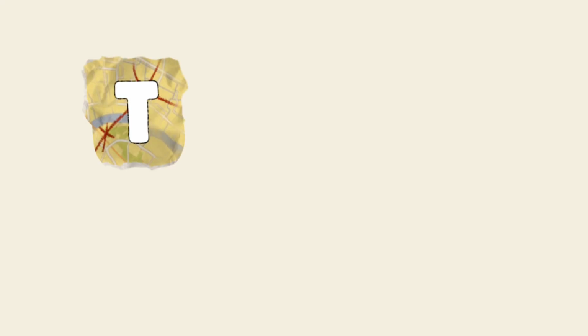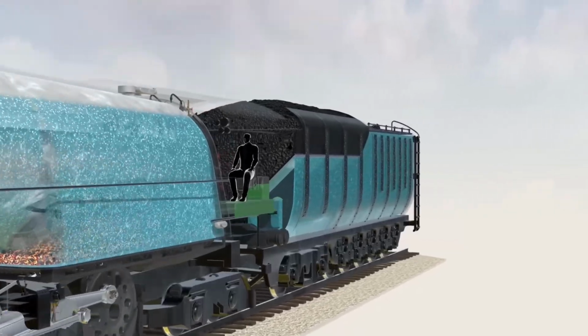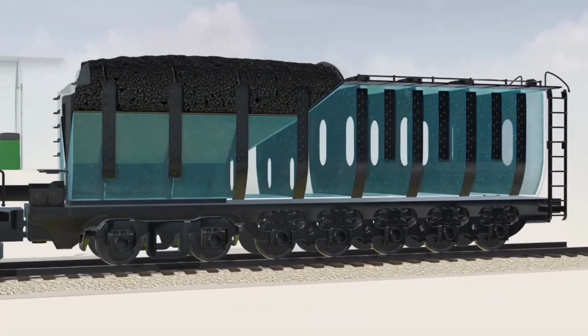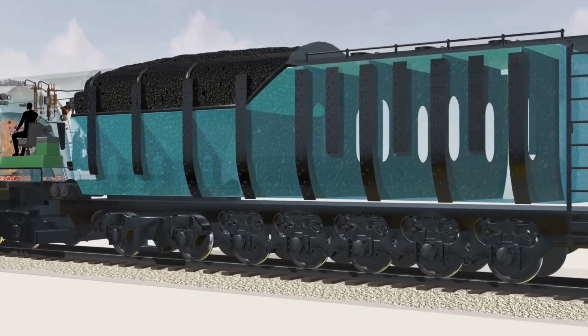The fifth principle is temporal contiguity. It's the same idea but with timing. Show and explain things at the same time. As a good example for this principle, and also spatial contiguity, let's look at this Animagraphs video showing how a steam locomotive works.